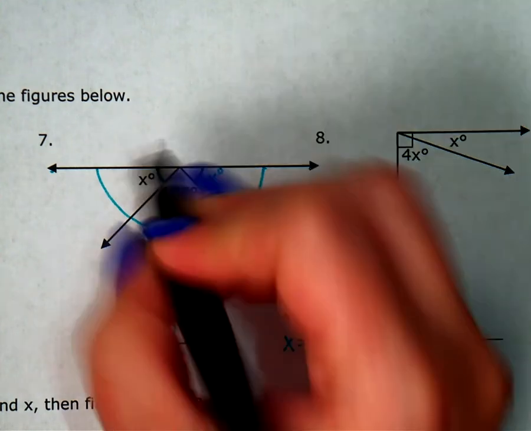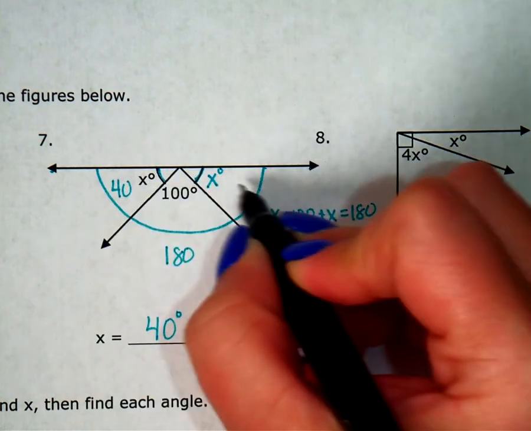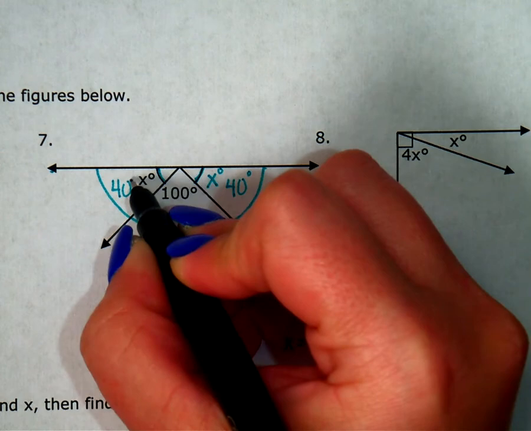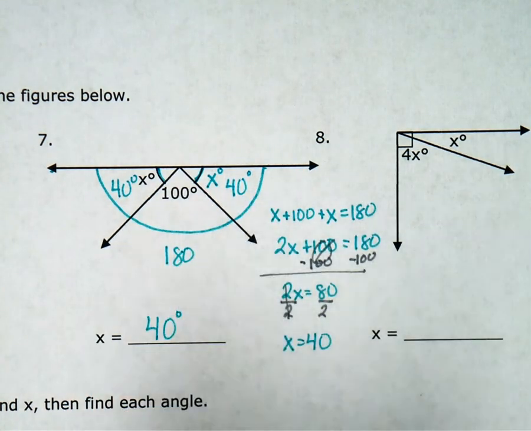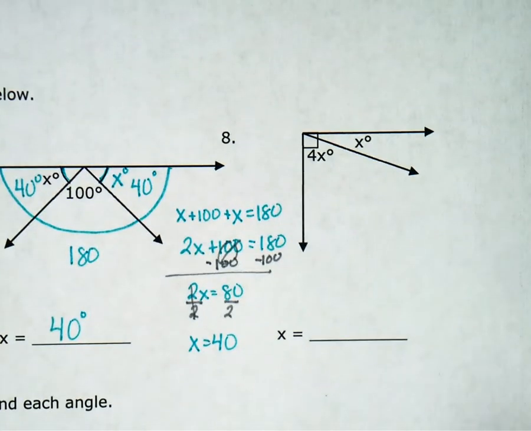So if I look here, this angle is 40 degrees. This angle is 40 degrees, and my 40 plus my 100 plus my 40 make one side of the line, 180 degrees. Okay? Let's look at number 8. Number 8 is a lot like number 6, where I can see I have 2 adjacent angles.